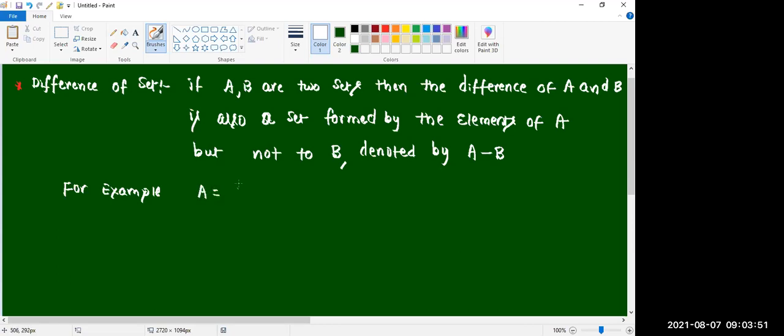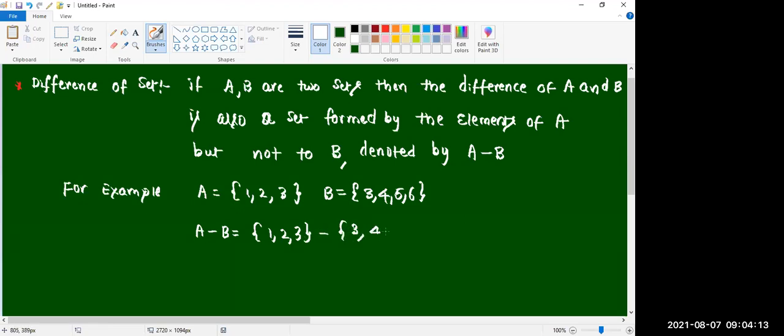For example, A equal to {1, 2, 3}, B equal to {3, 4, 5, 6}. Then A minus B equal to, first we should write here {1, 2, 3} minus {3, 4, 5, 6}. So A minus B means the common elements we should cancel, and we should write only the elements of A only now. {1, 2} is the answer. A minus B equal to {1, 2}. Okay? We should write the elements of A only.